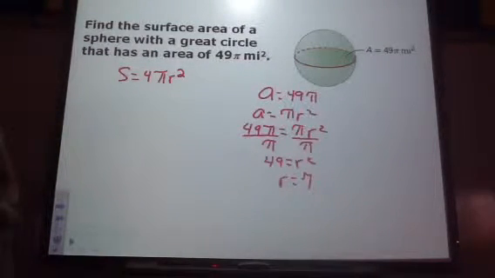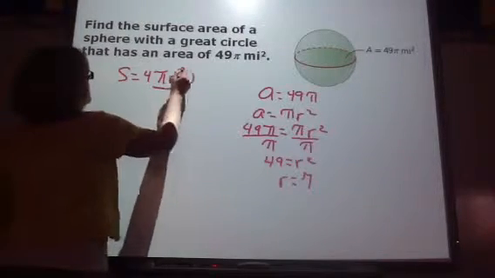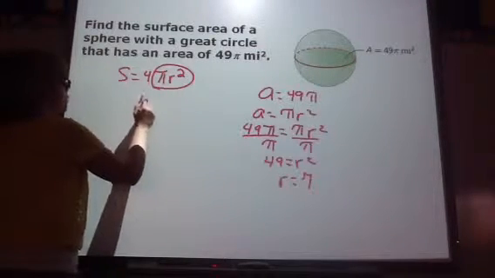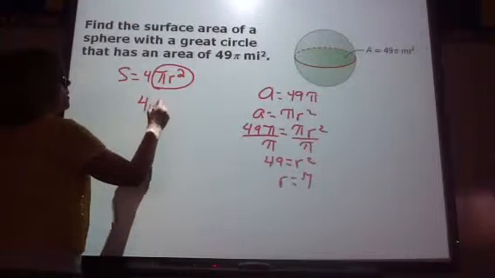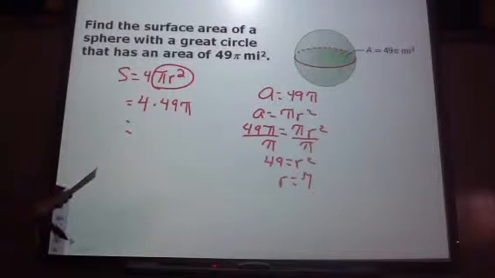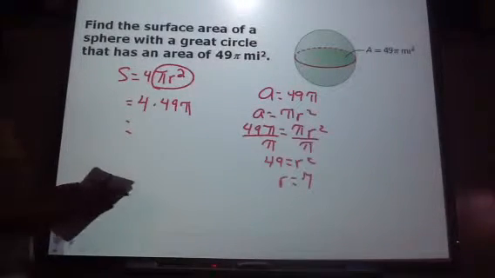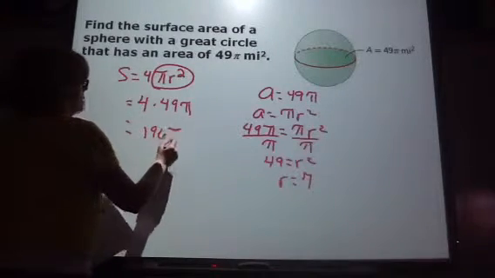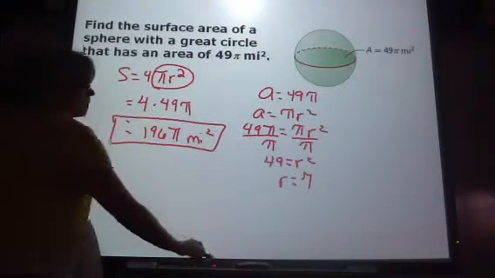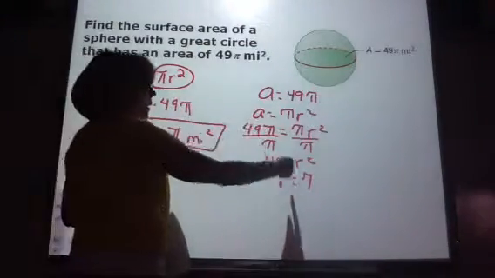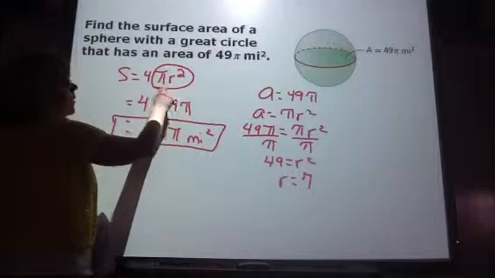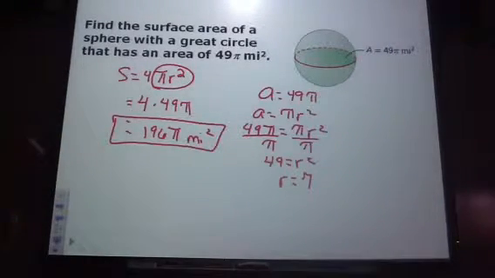Or, guys, this right here is the area of that great circle. What you could have done is 4 times 49 pi. Therefore, the area is 196 pi miles squared. I wanted you to know that if you don't know that, you can find the radius and substitute in. Well, r squared is 49, so you've got the area of the great circle times 4.